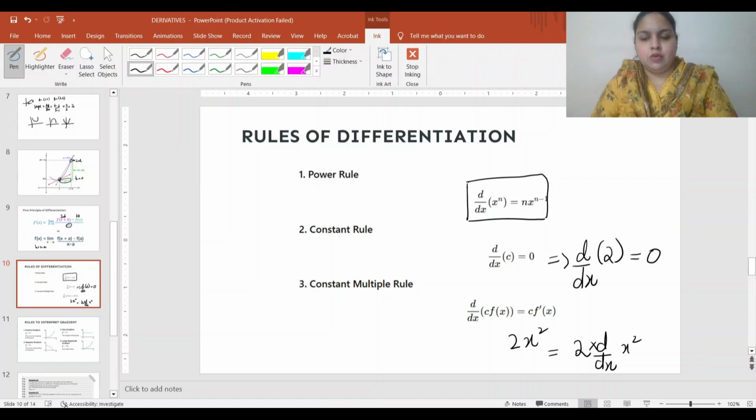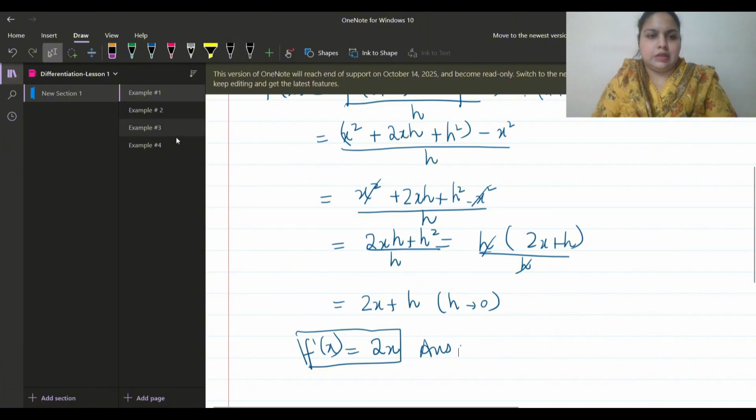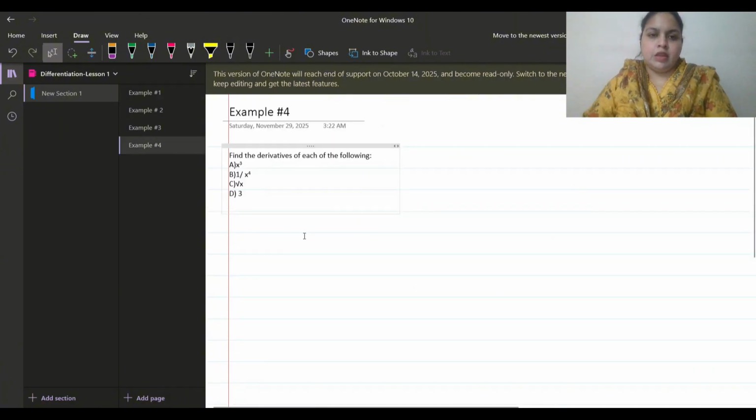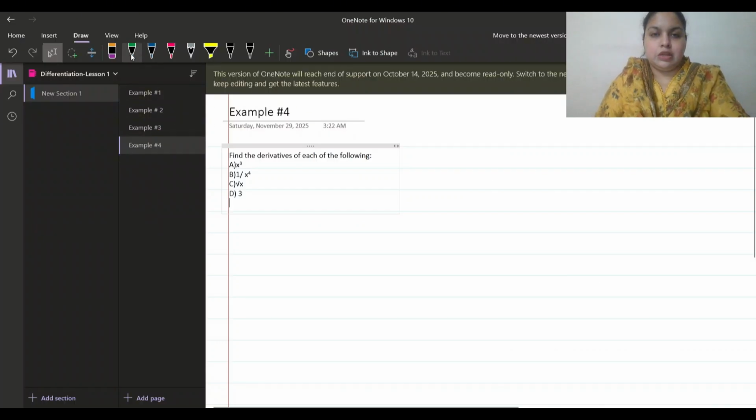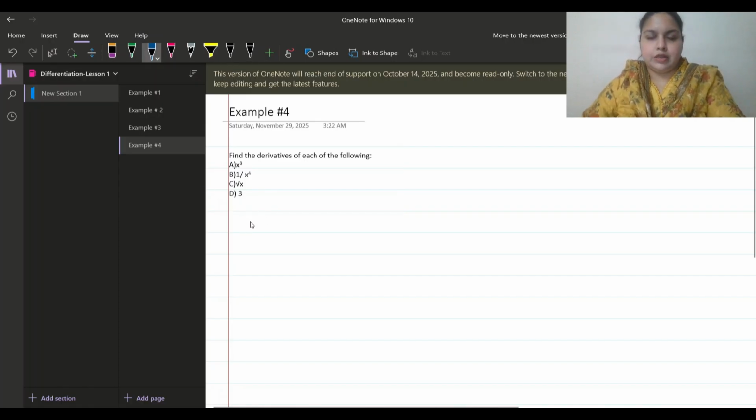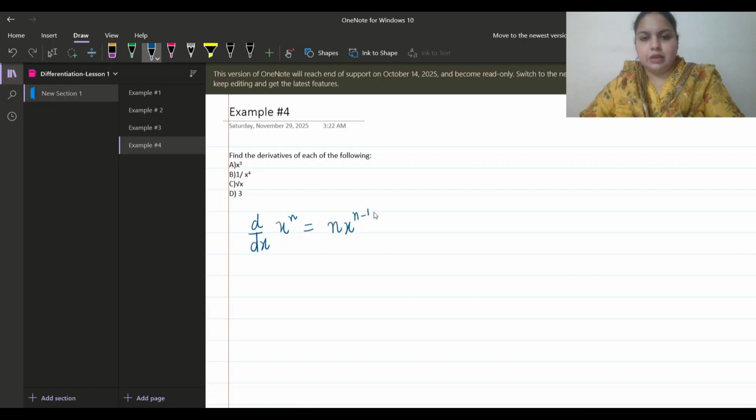So let's quickly go through it in this example. Okay. So for example, let me explain you first the power rule. What is the power rule? Then we will solve these four problems. Power rule says d upon dx of x to the power n is equal to n x to the power n minus 1, d upon dx of x, right?